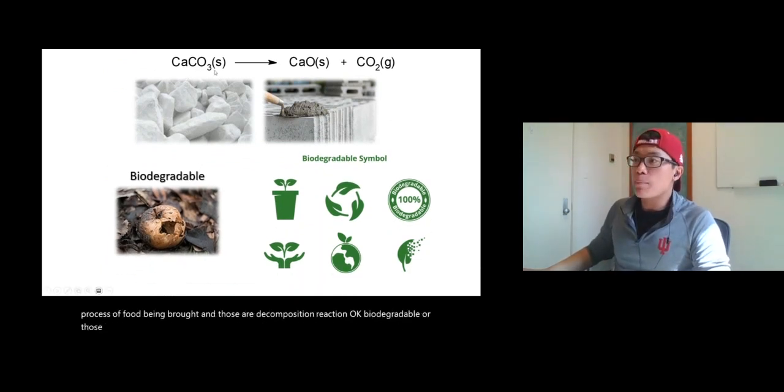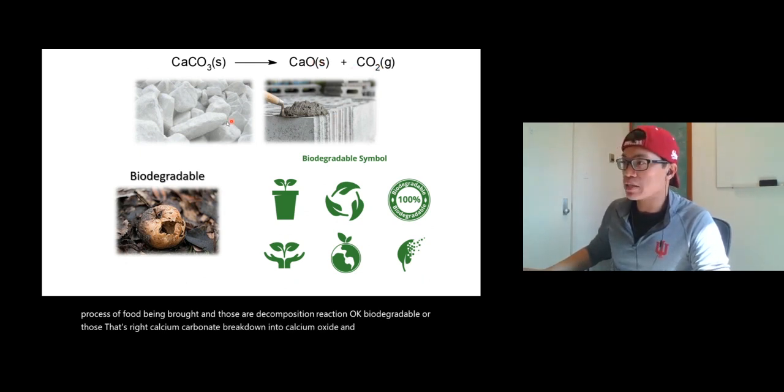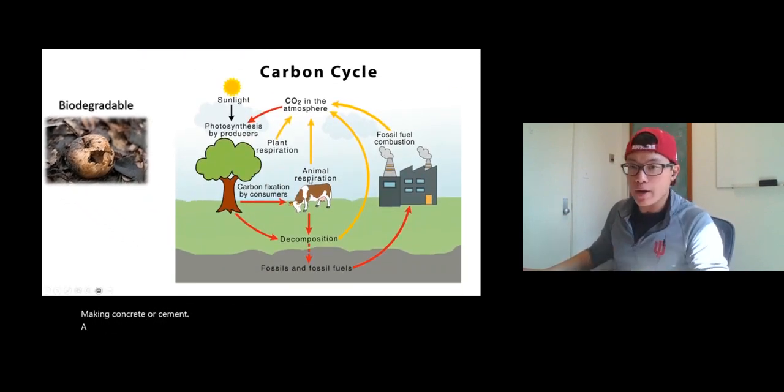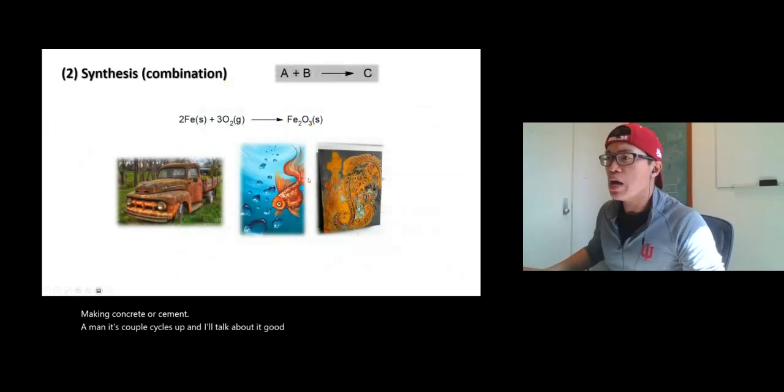All right. Calcium carbonate breaks down into calcium oxide and carbon dioxide. This is the process of making concrete or cement. Okay. And it's part of the carbon cycle. So I'm not talking about that. You learned that already. Anyway, just review.